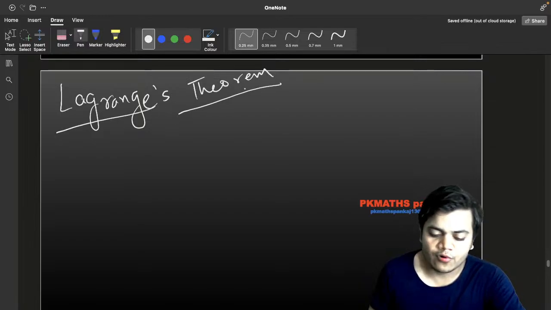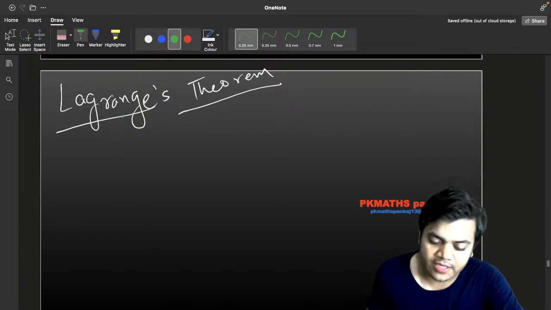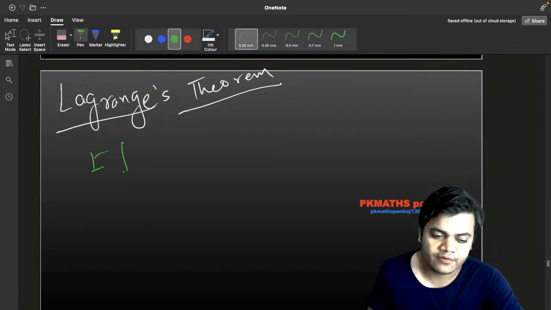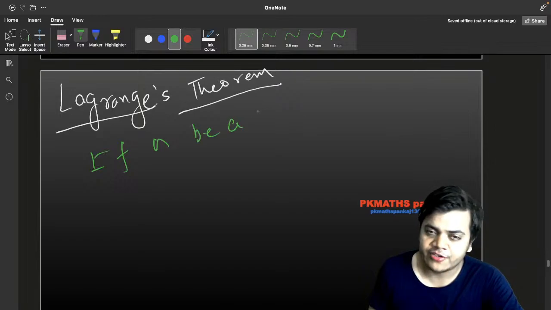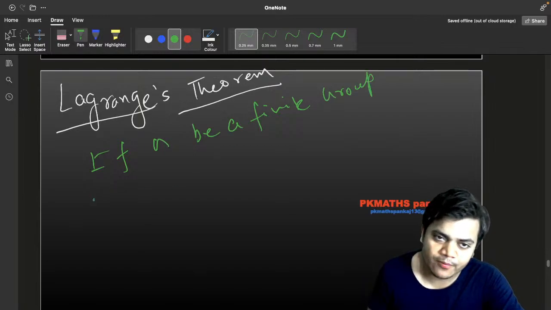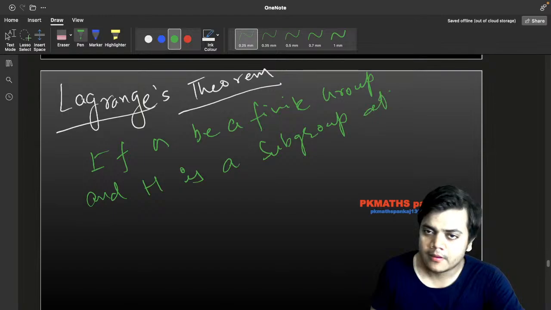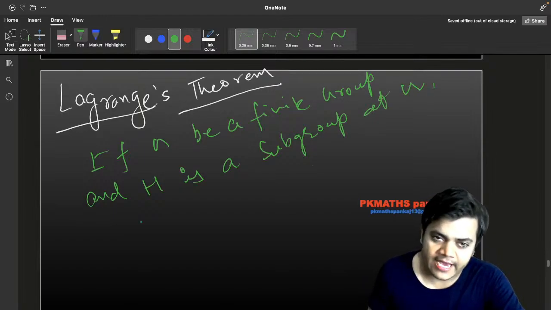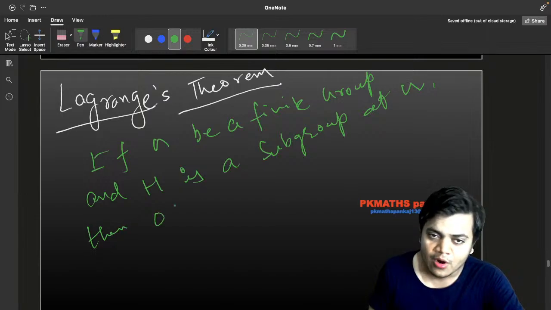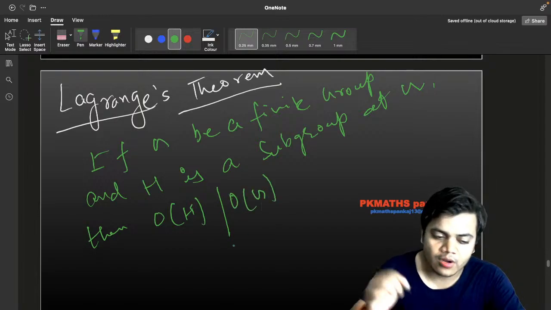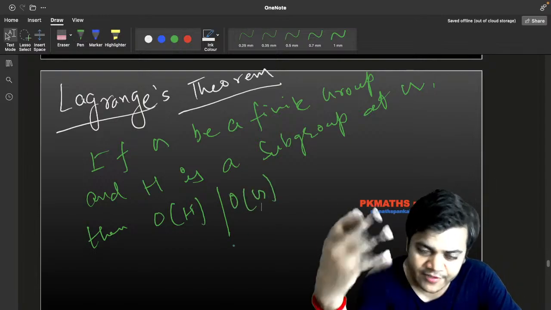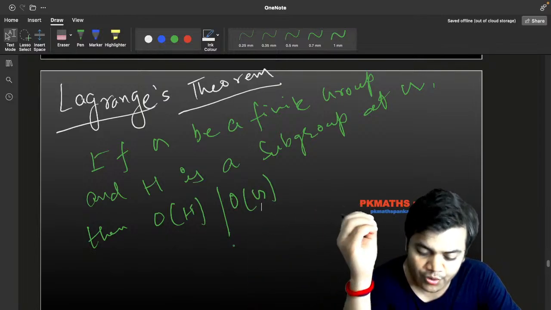So for Lagrange's theorem, what is the statement? If Z is a finite group, and H is a subgroup of Z, then what is going to happen? The order of H will divide the order of Z. The order of the subgroup will divide the order of the group for sure.